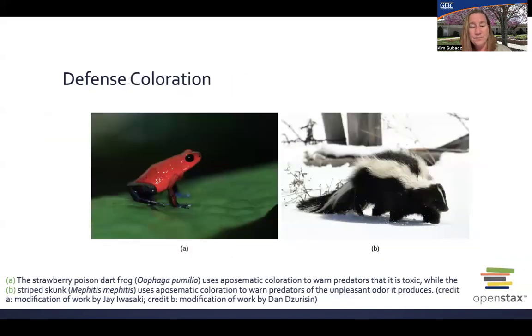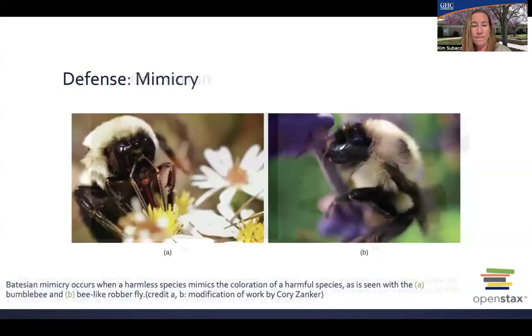Another defense with coloration is brightly colored patterns to let predators know, don't mess with me. So we got the poison dart frog in the rainforest, absolutely brightly colored and totally toxic to predators. Everyone knows if you see the stripy squirrel, don't mess with skunks. Don't touch them because they may get you or your pet. And that's not a smell anybody wants to play with.